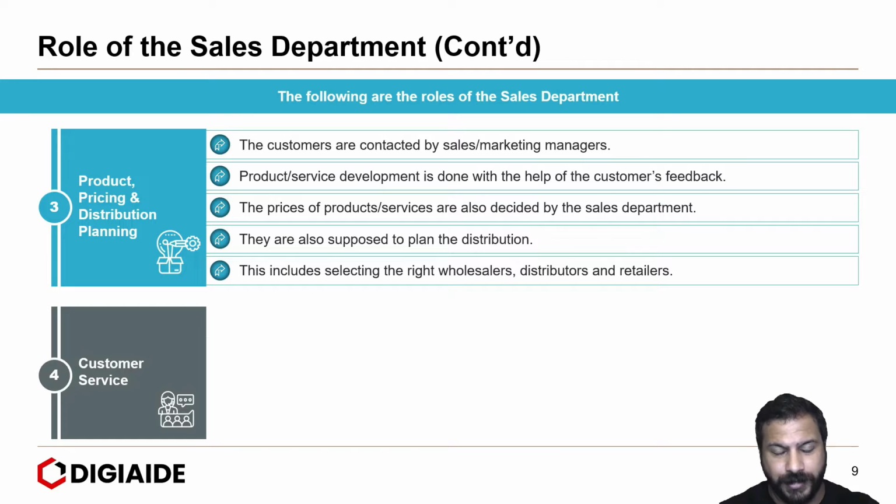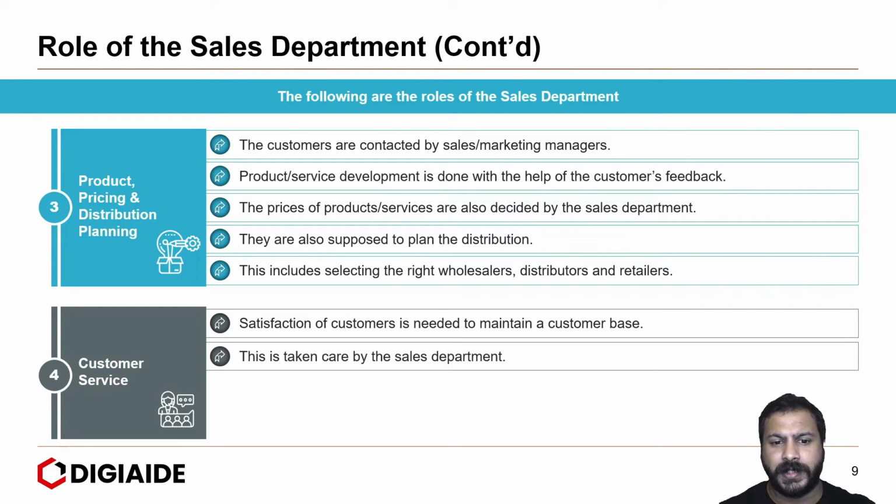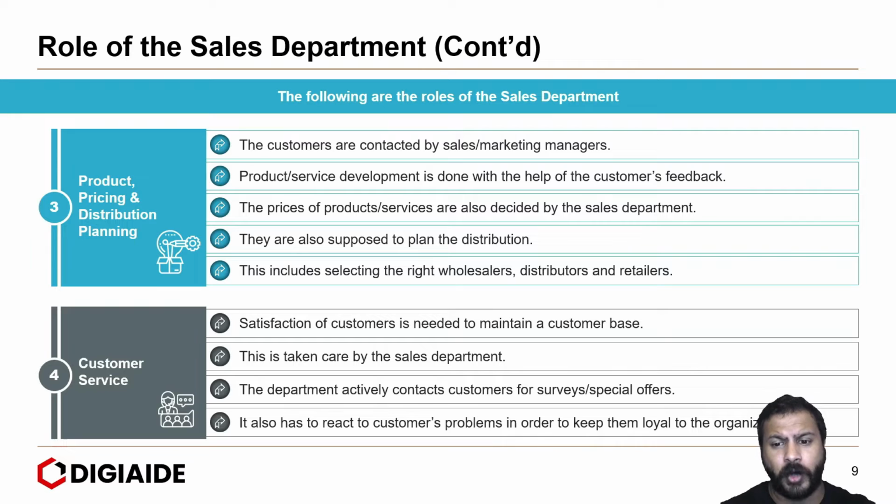Number 4. Customer service. Satisfaction of customers is needed to maintain a customer base. This is taken care by the sales department. The department actively contacts customers for surveys, special offers, etc. It also has to react to customers' problems in order to keep them loyal to the organization.